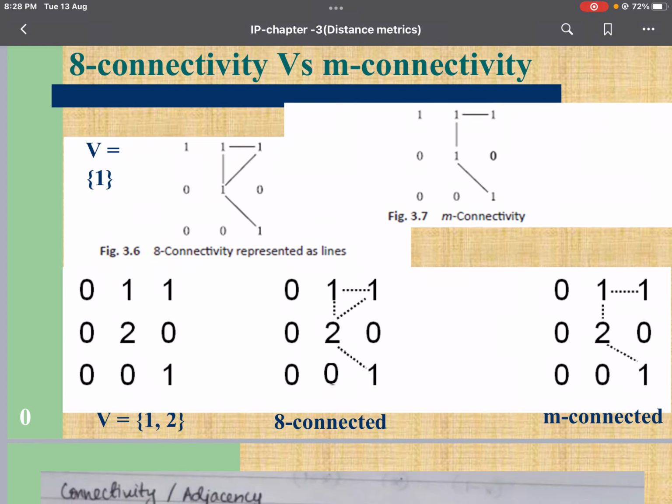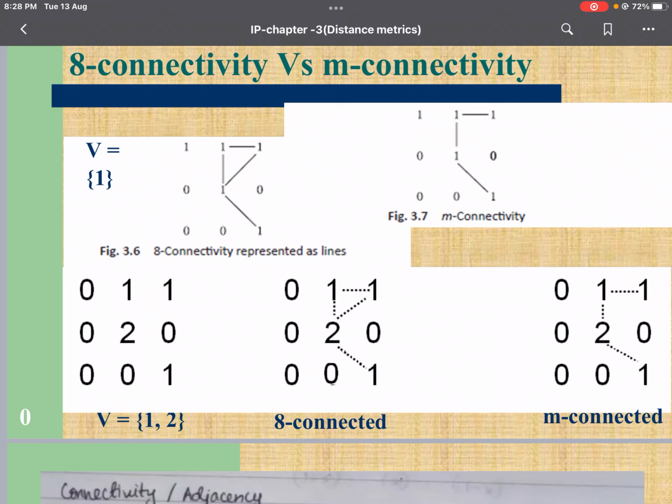You can see the first diagram shows the 8 connectivity. Here V is equal to 1. That means this pixel has to be connected to a 1 itself, either with respect to its diagonal or with respect to its 4 neighbor connectivity. In the case of 8 connectivity, if you apply the 8 diagonal, this is also connected, and if you apply the 4 connectivity, this is also connected. This leads to an ambiguity about which connectivity is proper for the pixel. So to overcome that, we go for the M connectivity.